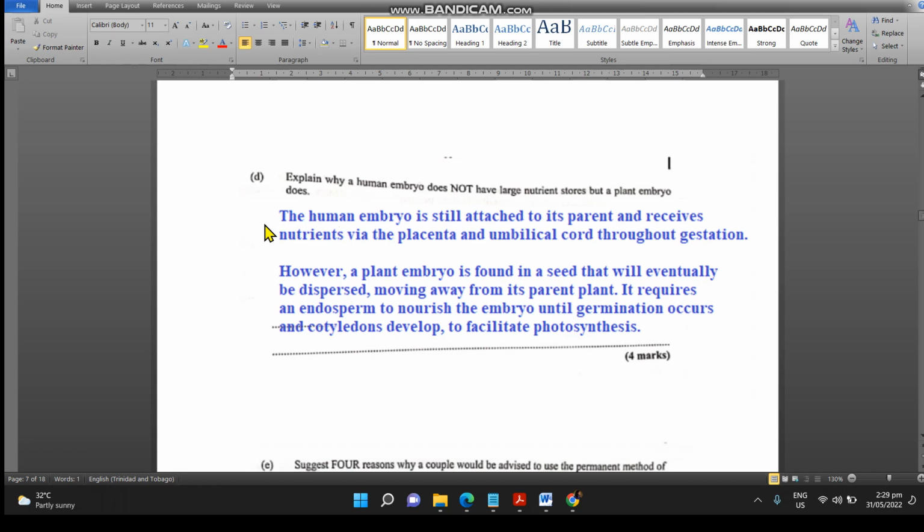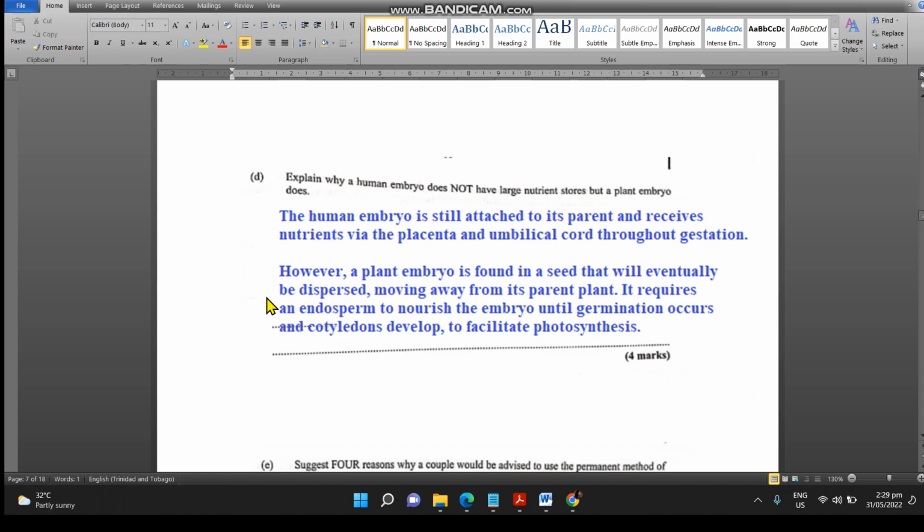Remember, the umbilical cord, if you really think of it, that was your first mouth, that was also your first anus, if you think about it. However, a plant embryo is found in a seed that would eventually be dispersed, and that will move away from its parent plant. So whether it's by wind or water or an animal, it will separate from its parent. The parent doesn't just throw away the fetus while it's in it, it's still attached, but the seed would eventually separate. The plant embryo would require some kind of food storage, so endosperm or cotyledons to nourish the embryo.